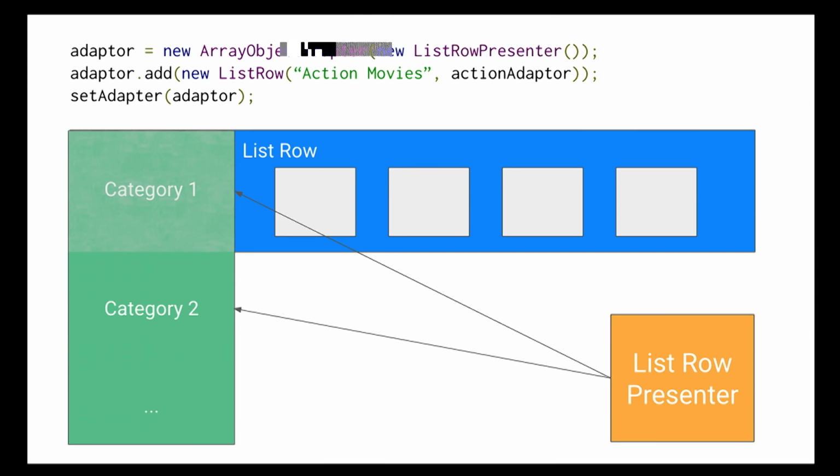And the pattern's the same when we want to populate the rows on the browse fragment. We have a different object adapter. Instead of using a card presenter, this time we're using a list row presenter. And a list row presenter is built into Leanback, and it understands how to lay out a whole row on the browse fragment.